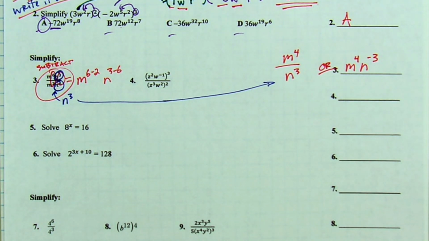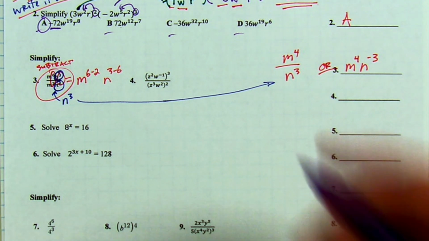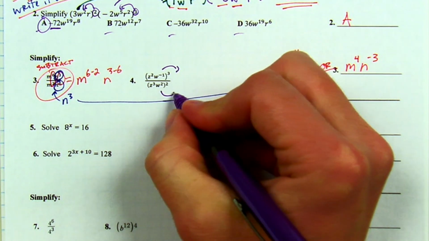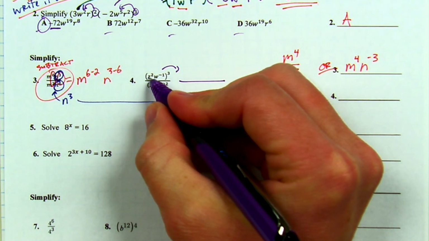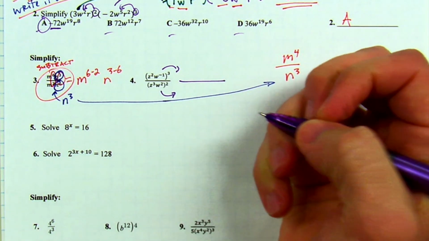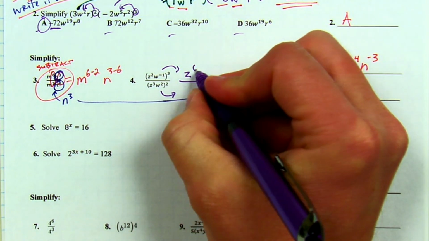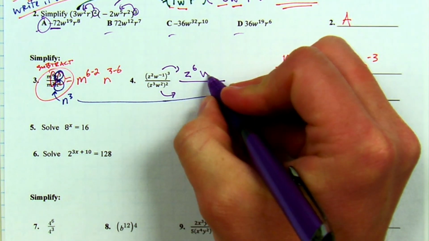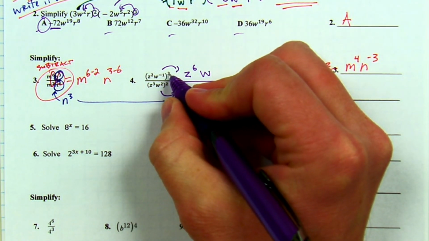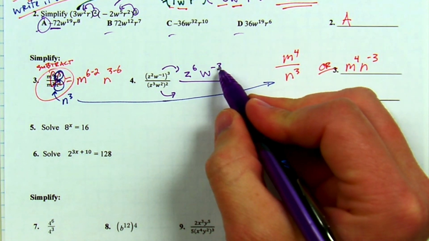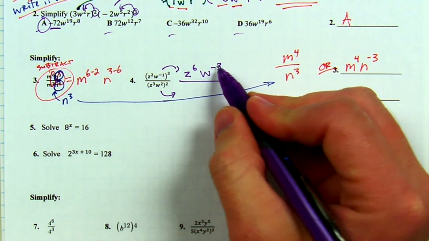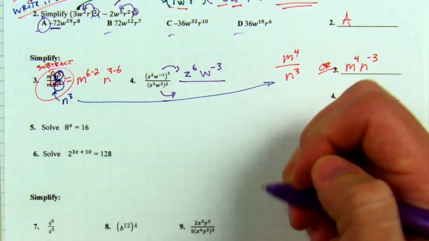The first thing I want to do on this problem, similar to number 2, is I am going to cube the top and then square the bottom. So let's do that first. Cube the top, z squared times z squared times z squared would be z to the 6th. W to the negative 1 cubed is w to the negative 3. And if you have w to the negative 3 on top, you could rewrite that as w cubed on the bottom if you wanted to.